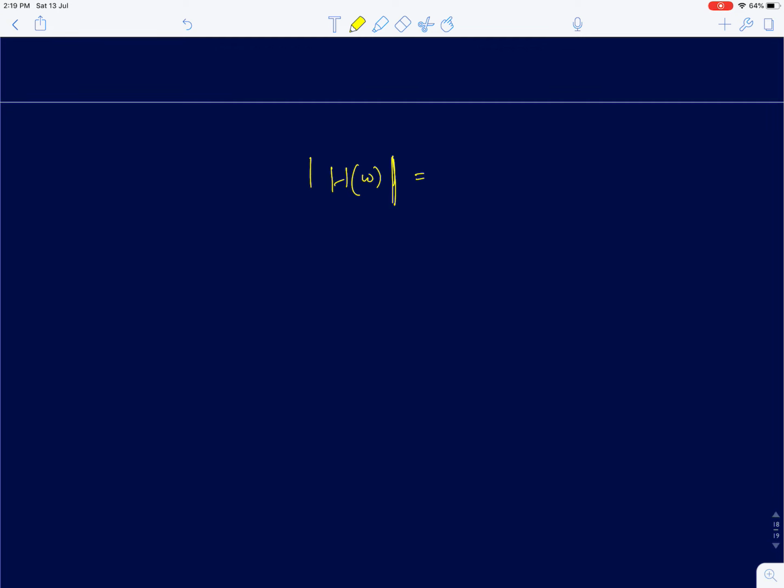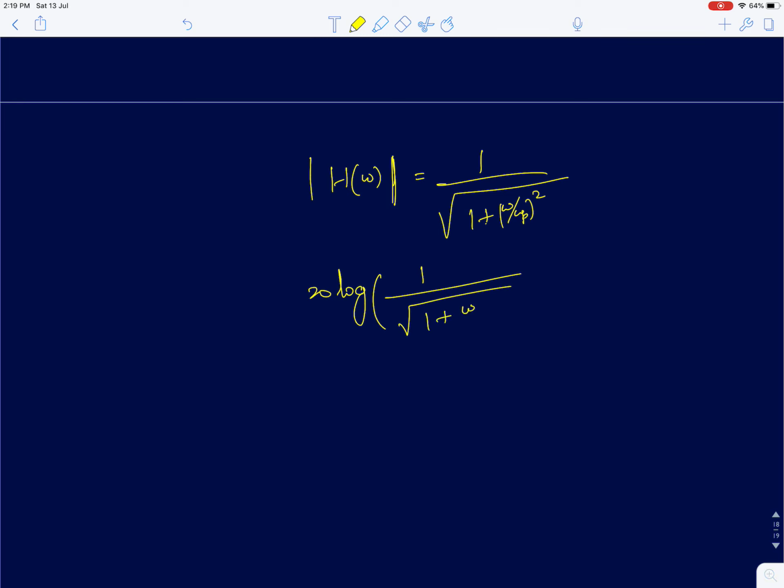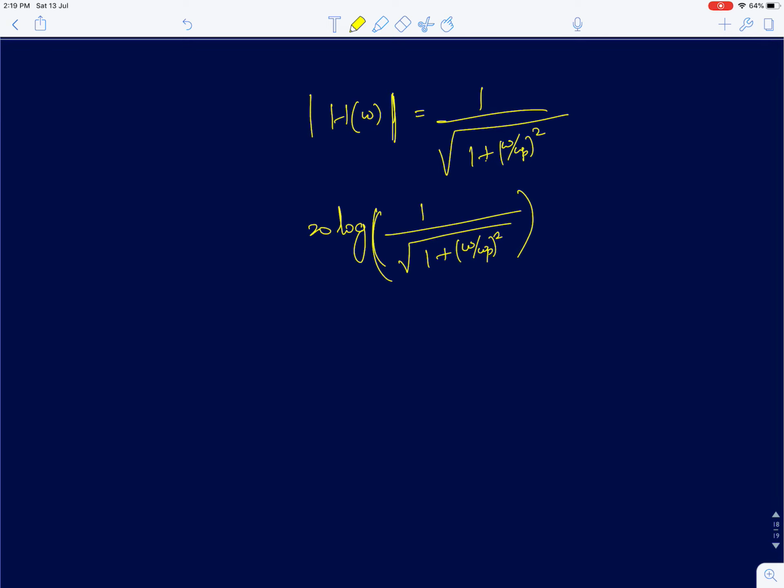So the mod of H of omega is 1 by root of 1 plus (omega by omega p) the whole squared. Now I'm going to take 20 log of this quantity. There is a reason why we take 20, but that's for some other time. Now let's analyze this function.